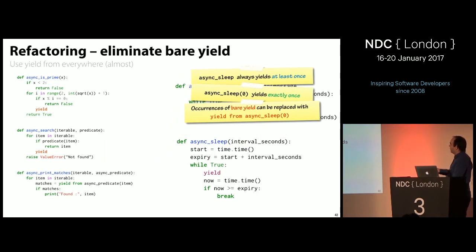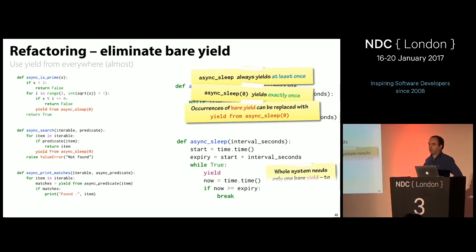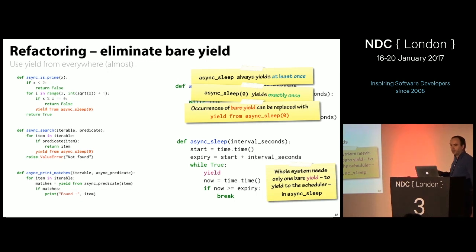So by applying this replacement of bare yield with async sleep, we can take all the other code we've written so far, find all the bare yields, there's one here and one here, and replace them with yield from async sleep 0. Now, you just think, well, okay, I've just added some code to no effect. Well, actually, that's going to turn out to be important in a refactoring that's coming soon.